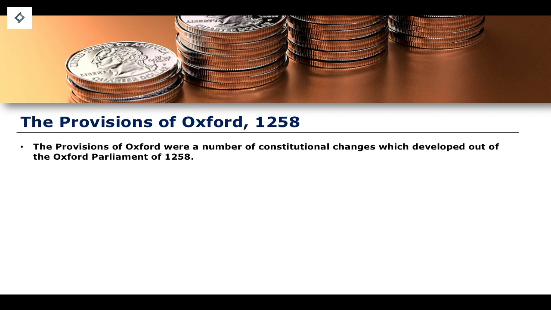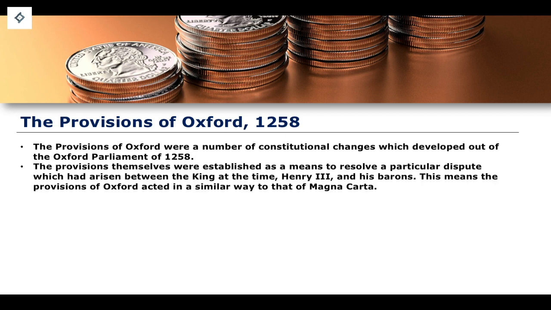Now, the reason why I can make the comparison to Magna Carta is because they arose out of a similar kind of dispute. They arose out of a dispute between the king at the time, who was Henry III, and his barons. And what this meant was it acted in a similar way to Magna Carta, which of course came out of a dispute between the king at the time, which was King John, and his barons.